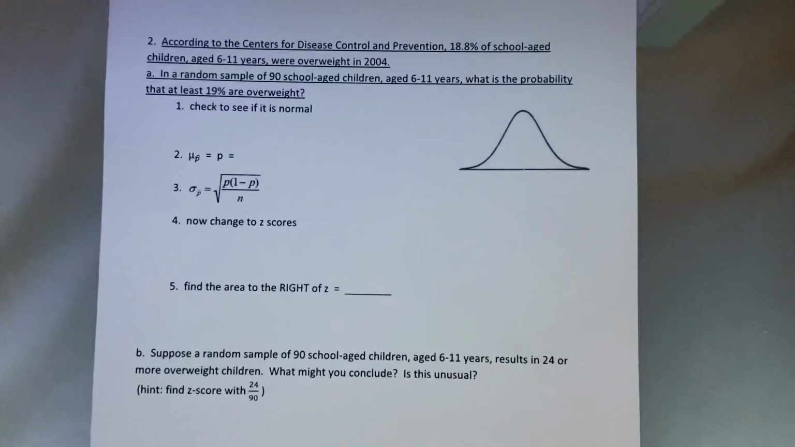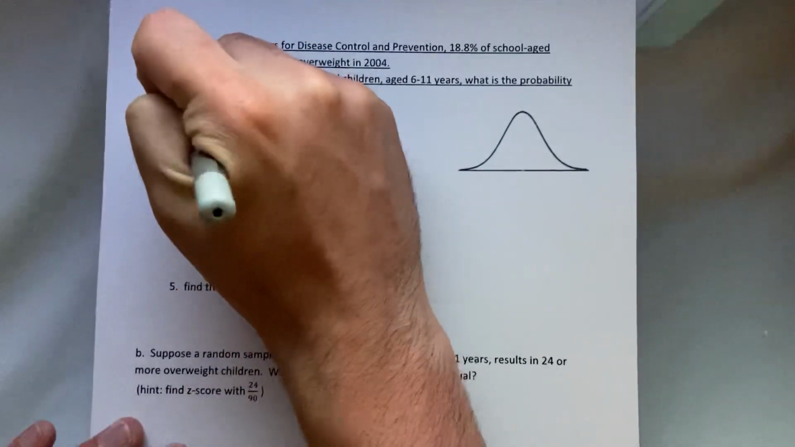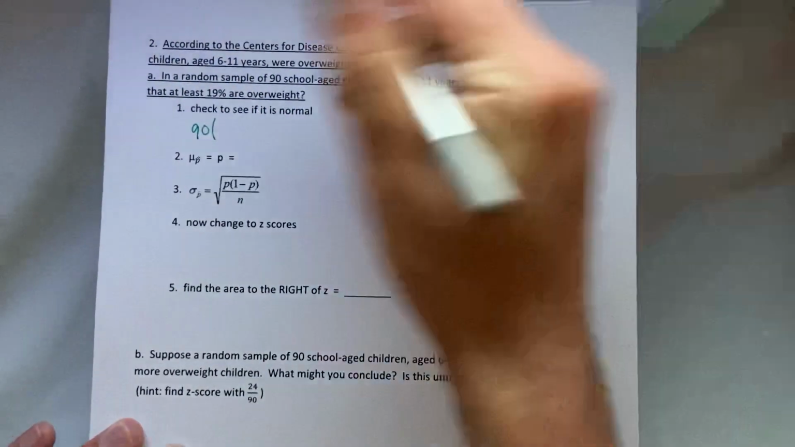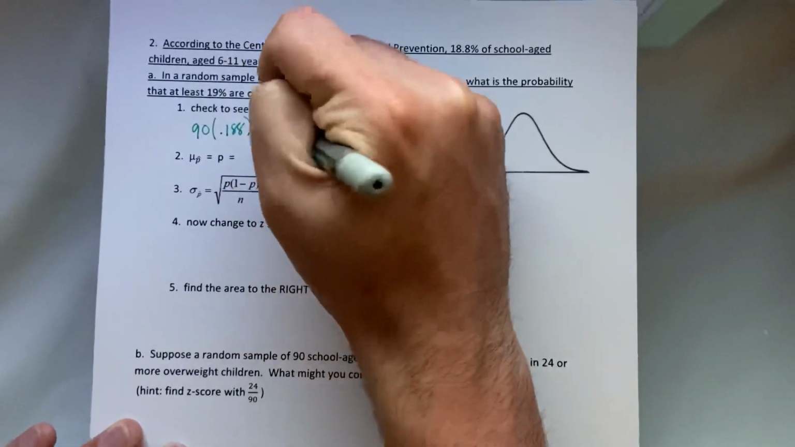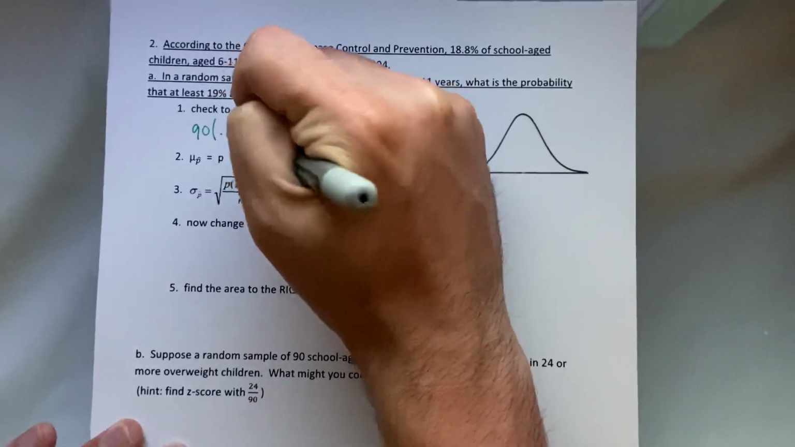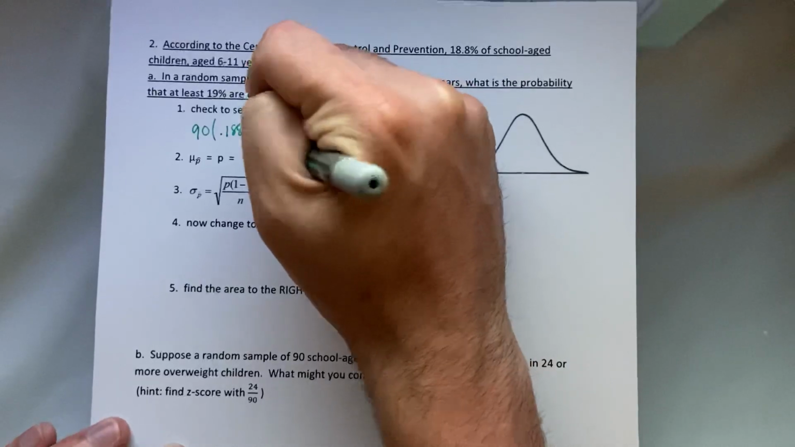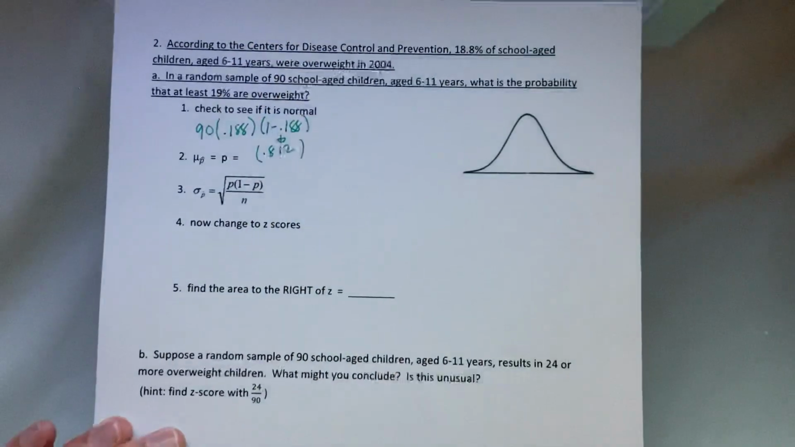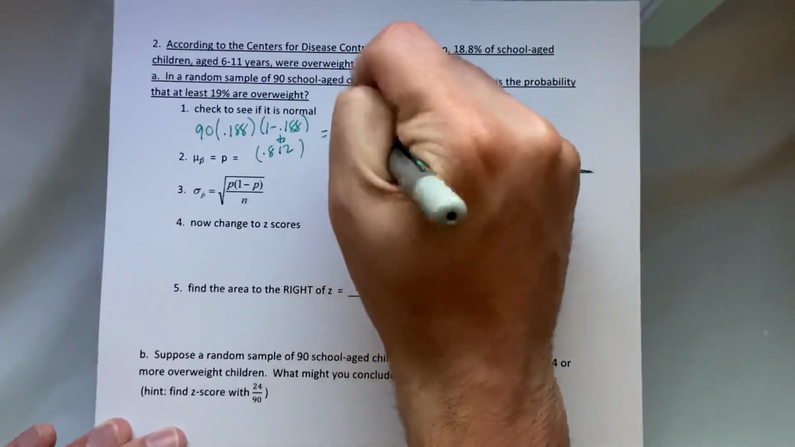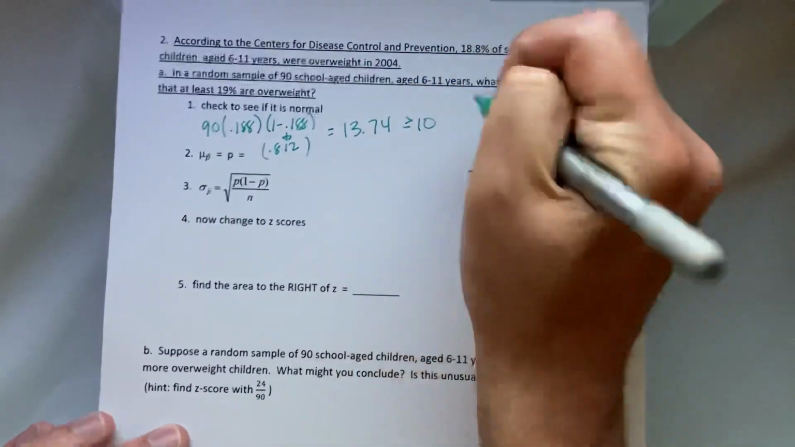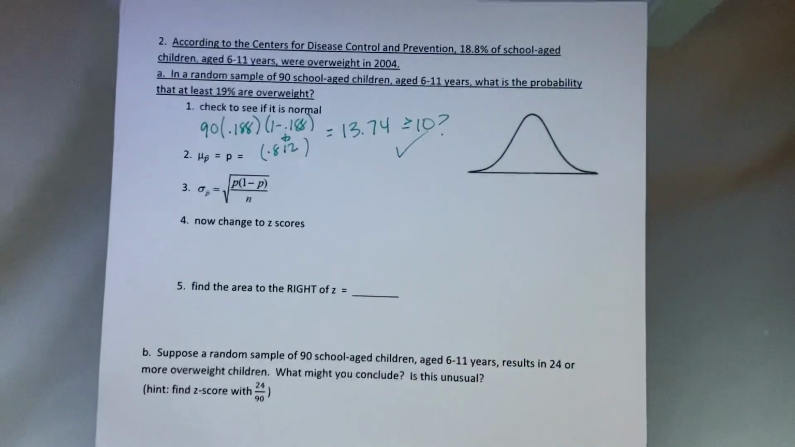So first, let's check if it's normal. Again, n times p times 1 minus p, so that's 90. My p looks like it's 0.188. My 1 minus 0.188 is 0.812. If I multiply those all together, I get 13.74. Is that bigger than or equal to 10? Yes, so it's approximately normal.